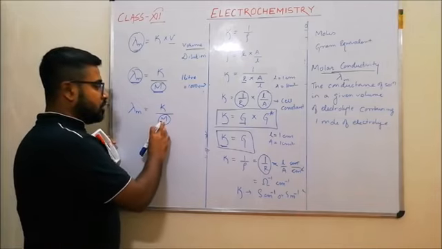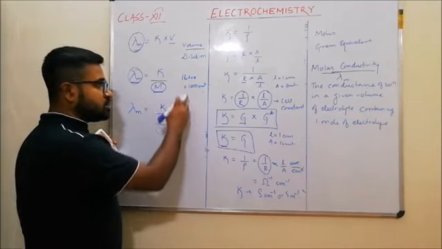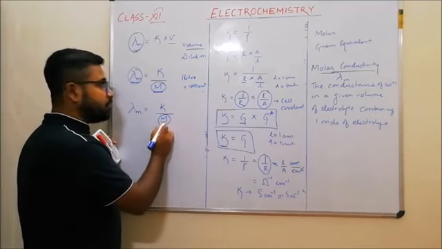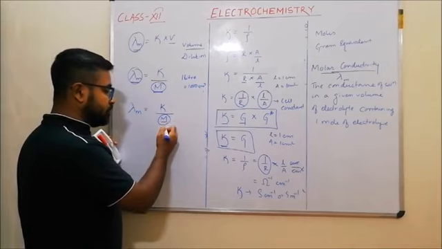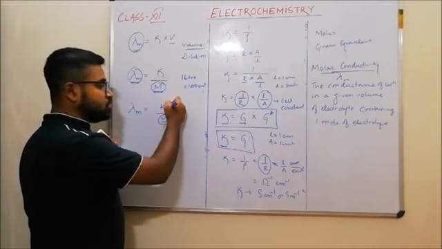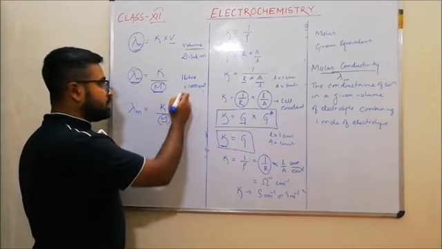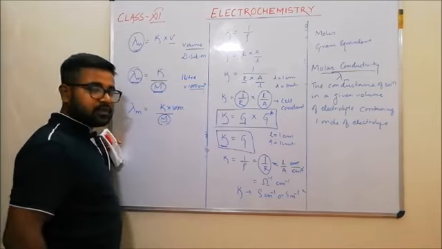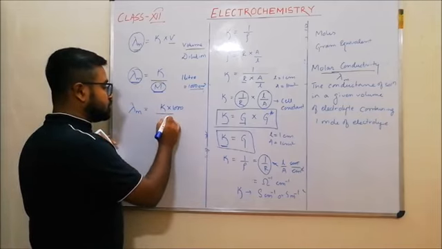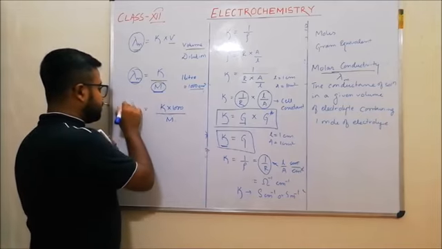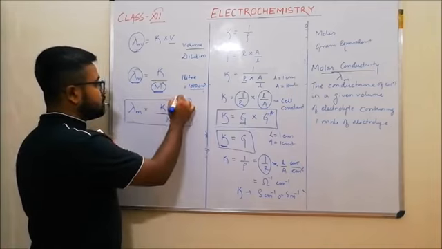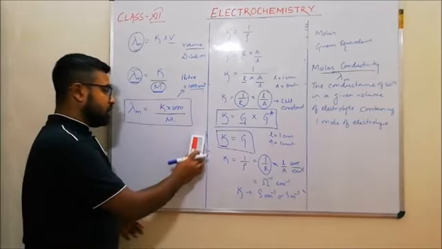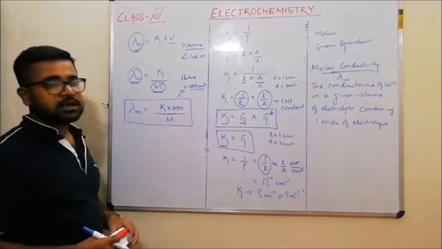So the number of moles, because the volume is 1 liter, so molarity is equal to number of moles. That's why I have written here M. So 1 liter is in the denominator, so it will go to the numerator. But 1 liter is equal to what? 1000 centimeter cube. So that's why we are writing 1000. So lambda m is equal to this, when 1 liter is equal to 1000 centimeter cube.